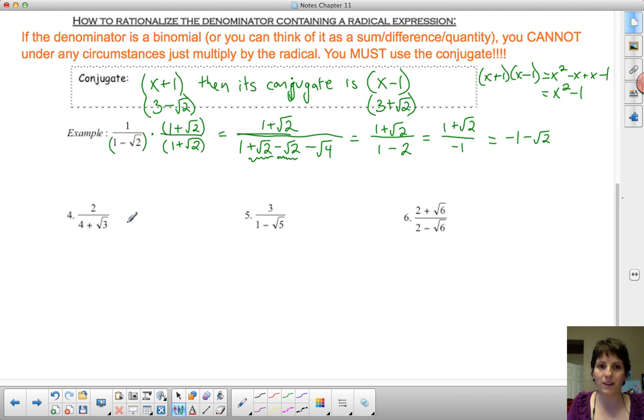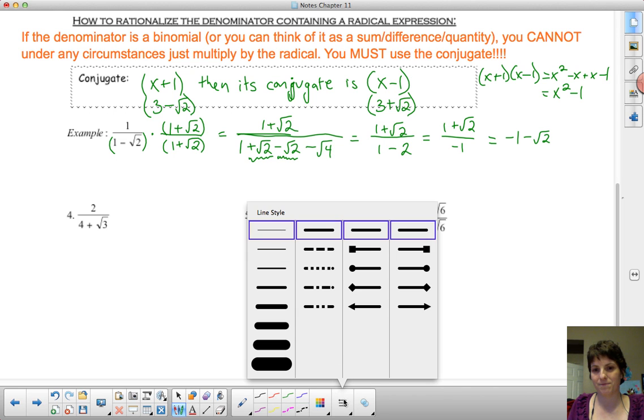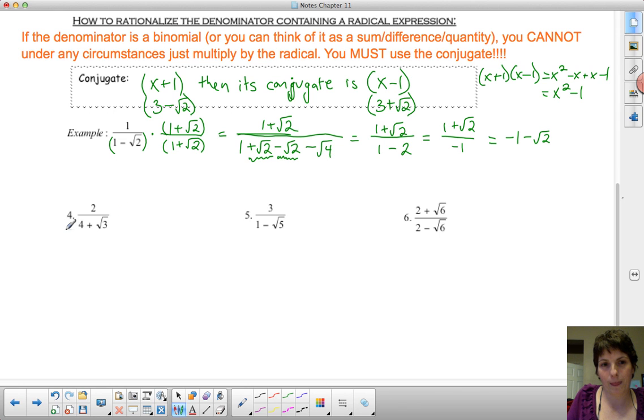I'm going to work through another one, and then I will leave you number 5 to try on your own, and number 6 to try on your own. So let's work through number 4 together. Give it a start. So I'm noticing that it's a binomial, so I cannot, under any circumstances, just multiply by the square root of 3. I have to multiply by the conjugate, 4 minus the square root of 3, over 4 minus the square root of 3.